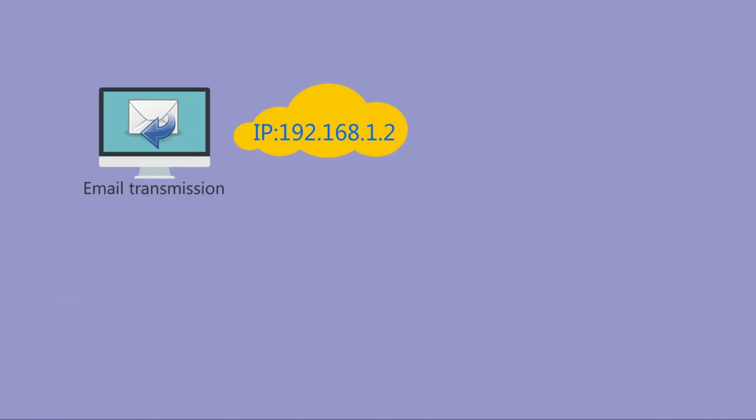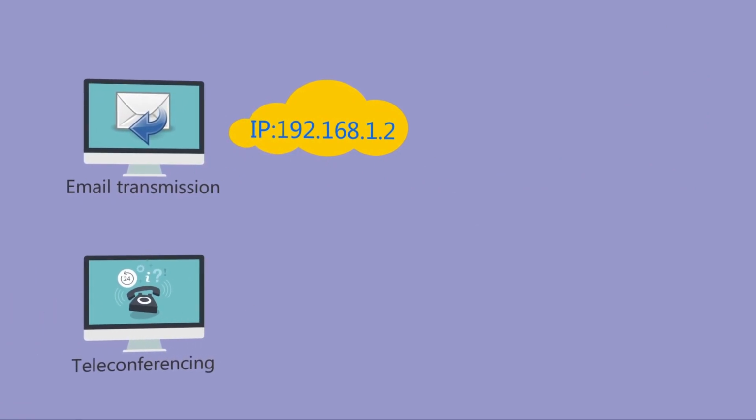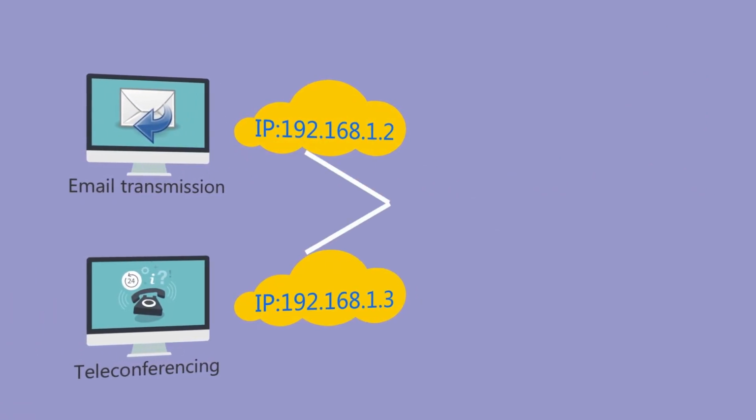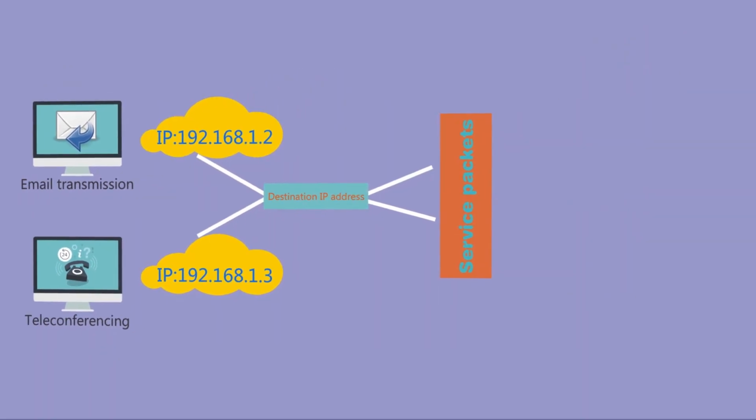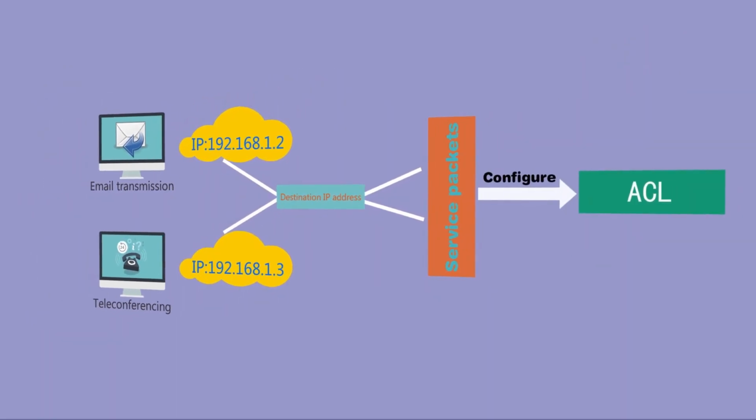How is SPR implemented? Imagine that the email server IP address is 192.168.1.2 and the call conference server IP address is 192.168.1.3. You can configure ACL policies to differentiate service packets based on destination IP addresses of packets.